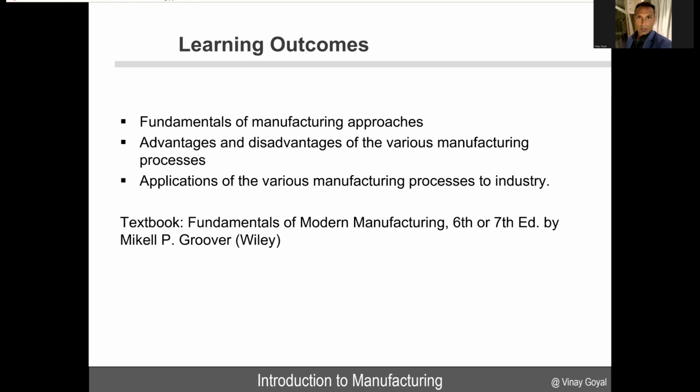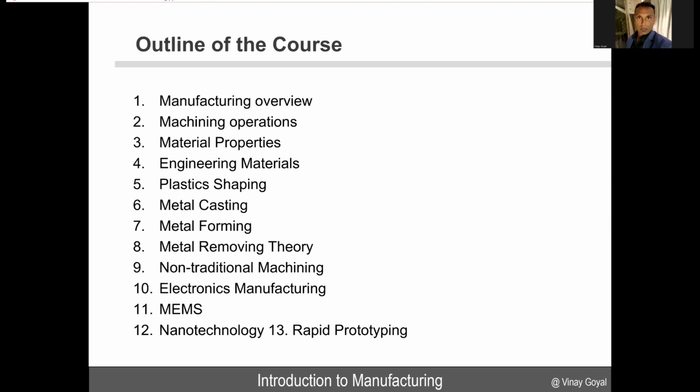What I expect from you in this course is to learn the fundamentals of manufacturing approaches, learn about the advantages and disadvantages of the various manufacturing processes, and then learn about the applications of the various manufacturing processes to the industry. The textbook that we'll be using is Fundamentals of Modern Manufacturing Engineering, 6th or 7th edition, by Michael Groover. The outline of the course is as follows.